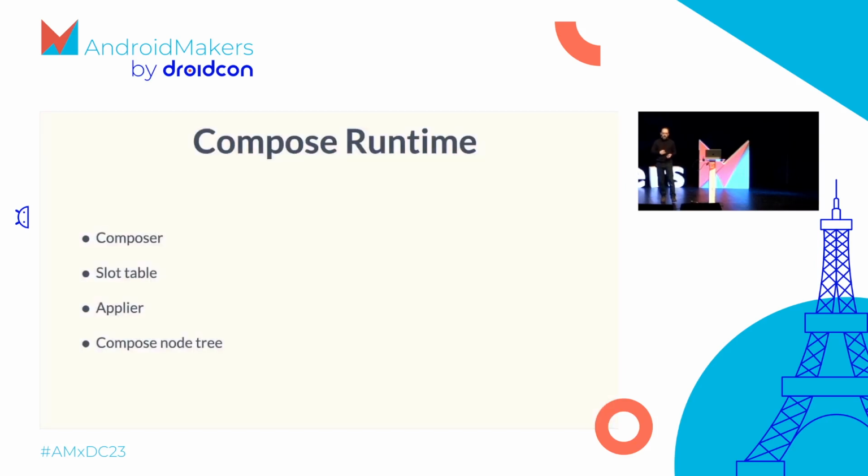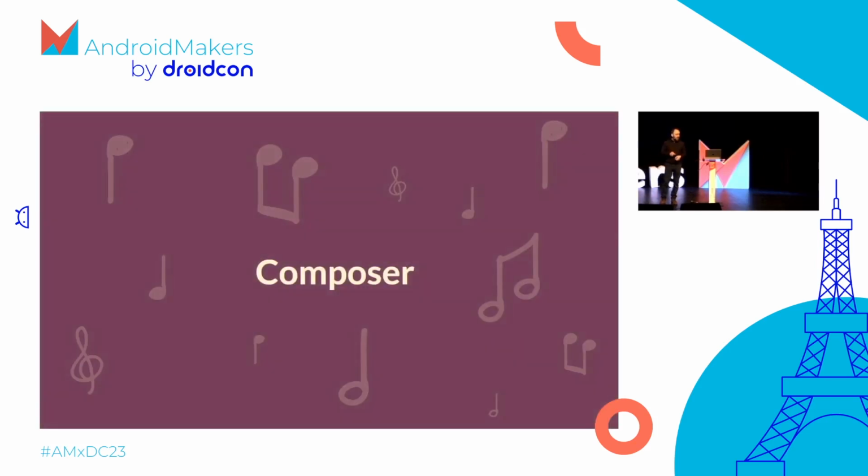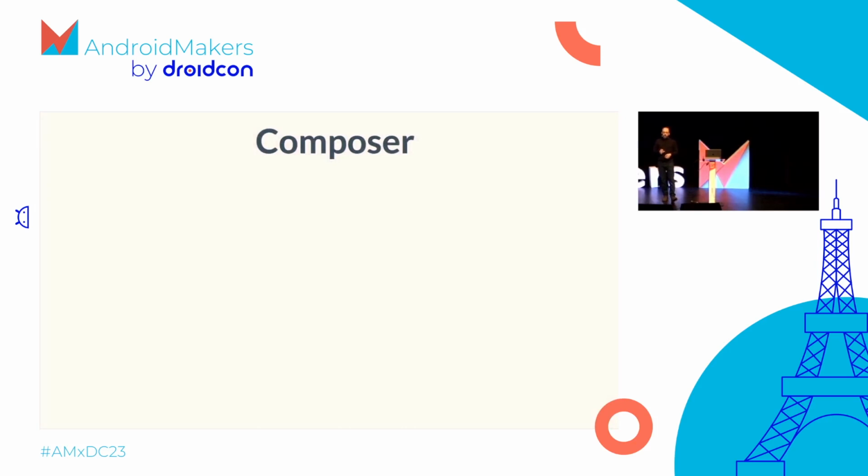We're going to see 4 things today. We're going to focus first on Composer, then the slot table and Applier, and at the end we will see something very similar to what we already know in the Weave system, Weave 3. We will also see how the Compose node tree is being created. Let's start with Composer. You can think of Composer as the bridge between your composable and the slot table.